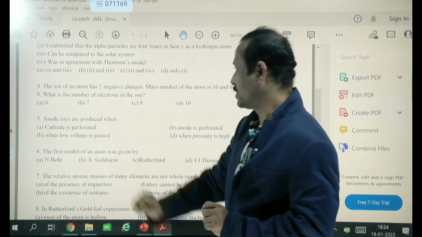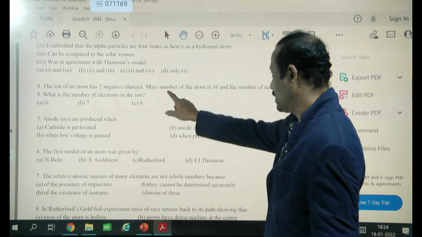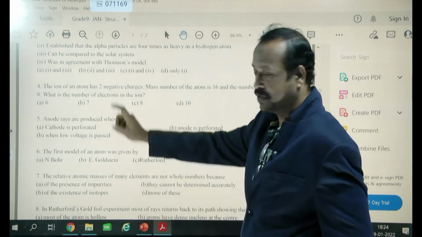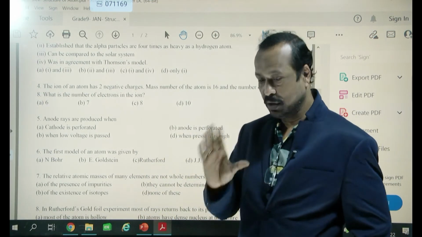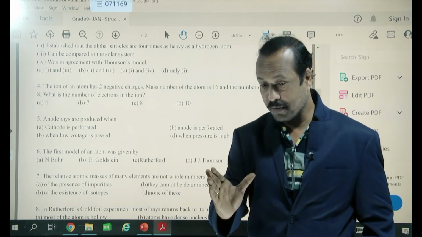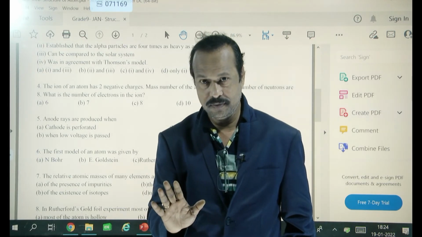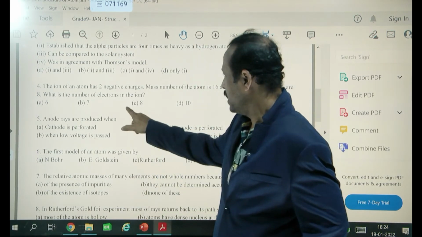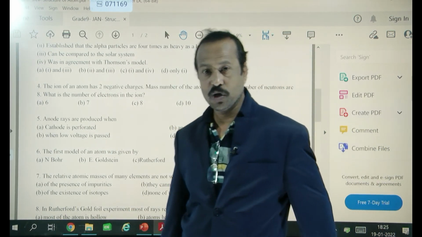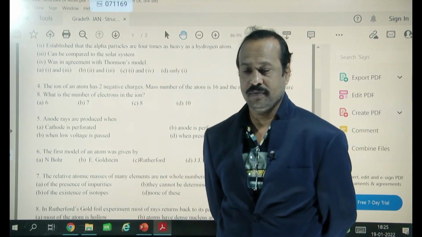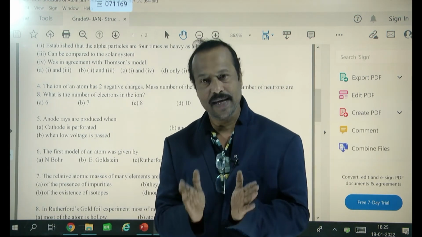Now, what is the number of electrons in the ion? First you find the atomic number. Mass number is given as 16, number of neutrons is given as 8. Now, what is its atomic number? 8, sir. 8, very good. So 8 is the atomic number. Atomic number 8 means there are 8 protons and 8 electrons. Yes or no? Right. But here it is given that the ion has two negative charges, means -2 is there. So now the number of electrons, how many? 10.